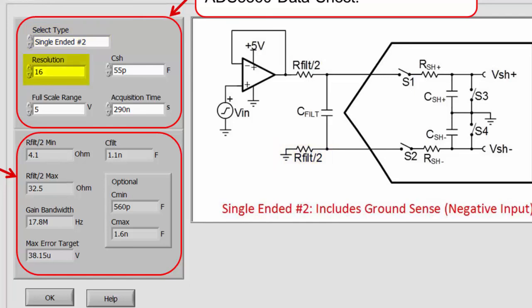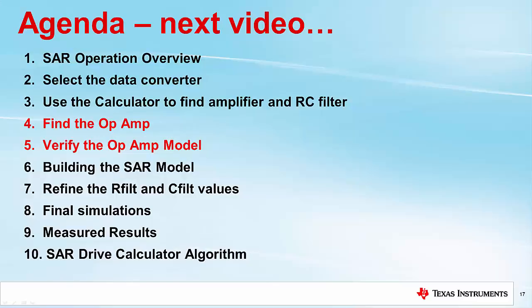Next, enter the resolution, input sample and hold capacitor, CSH, full-scale range, and acquisition time. Press OK and the value of the range for the filter resistor and capacitor is given, as well as the gain bandwidth for the amplifier and the maximum error target. This information will be used to set up our SPICE simulations. The next video will walk through steps 4 and 5 of the process.